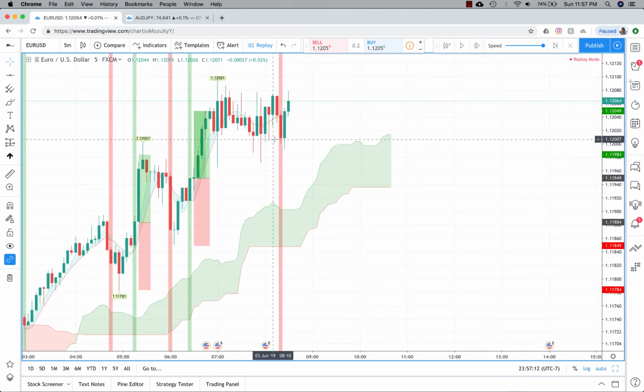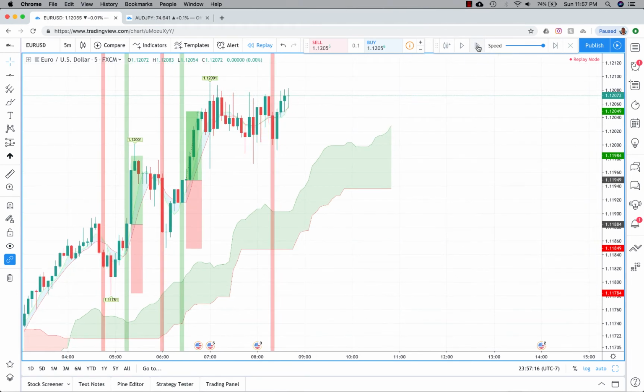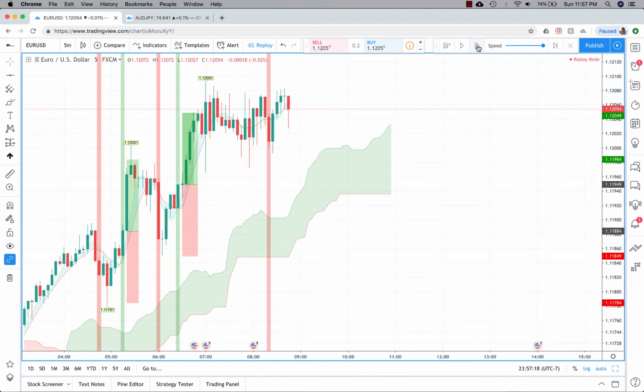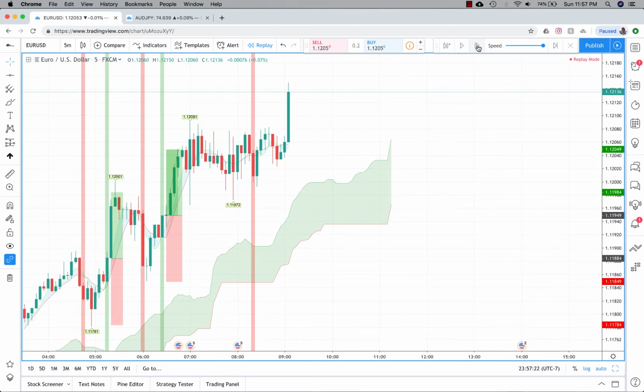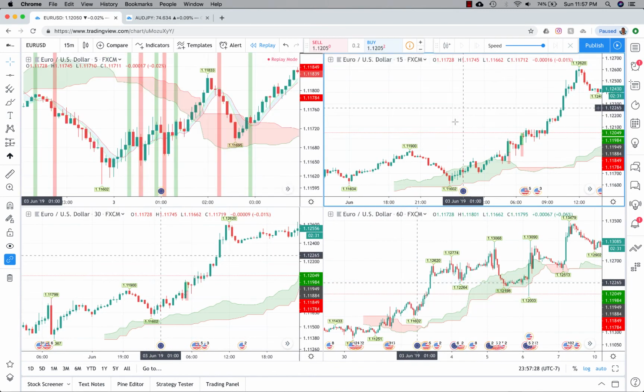Alright, so there's a sell signal. So now we're going to be waiting for the buy signal. So it's coming soon. Give it a little more time. There we go, buy signal right there. So I'm sure the requirements are still the same. Let's delete these.